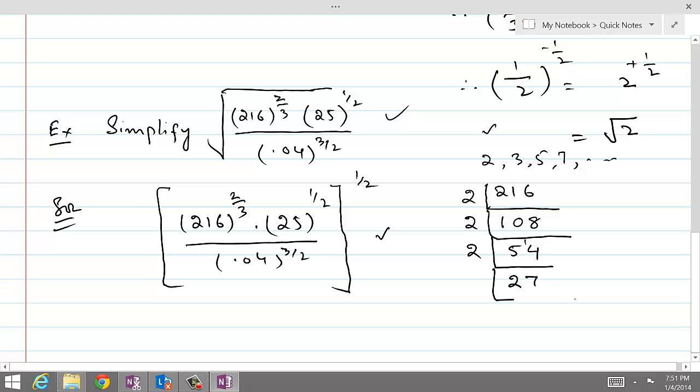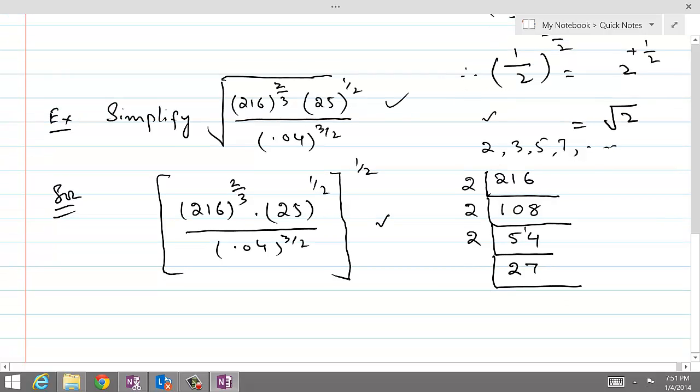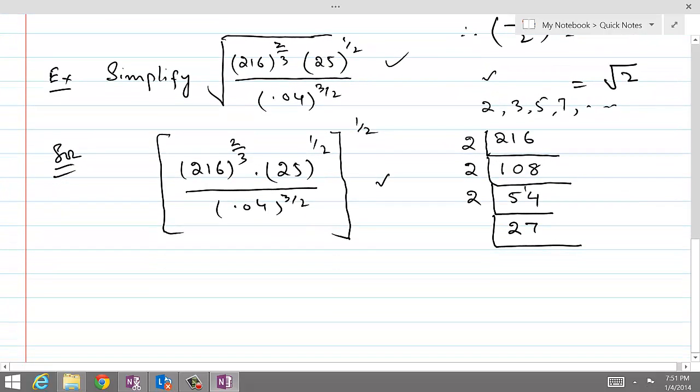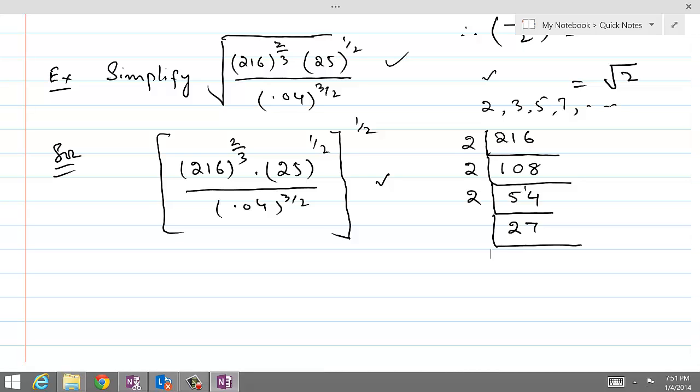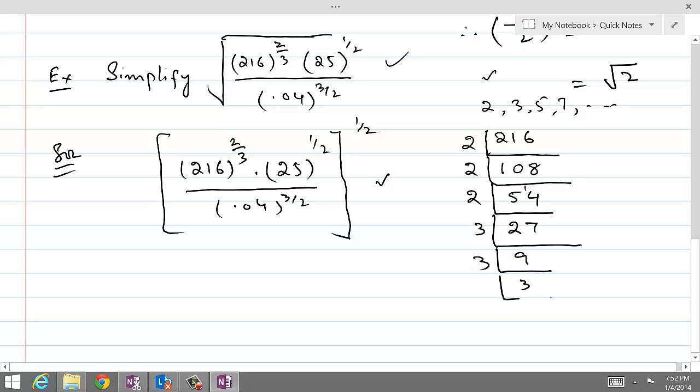27 is not an even number, so we cannot divide it by 2 anymore, and we jump to the next, which is 3, and see if 3 will divide 27. Yes, 3 divides. 3 9 times, and 3 3 times, and 3 1 time.